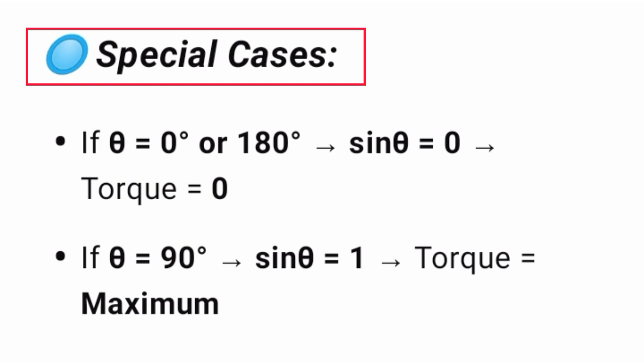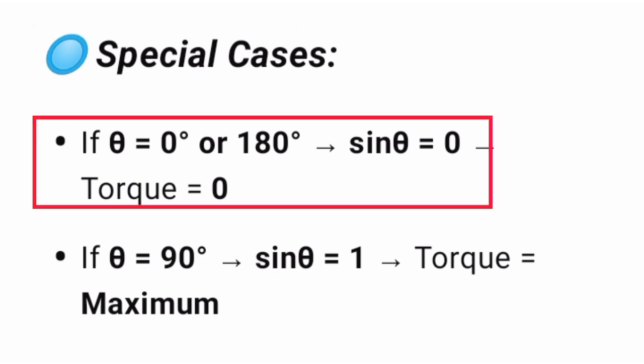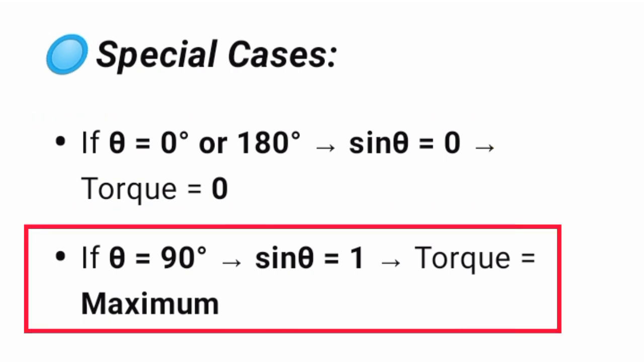Special cases: if theta is 0 degrees or 180 degrees, sine theta is 0, and torque is 0. If theta is 90 degrees, sine theta is 1, and torque is maximum.